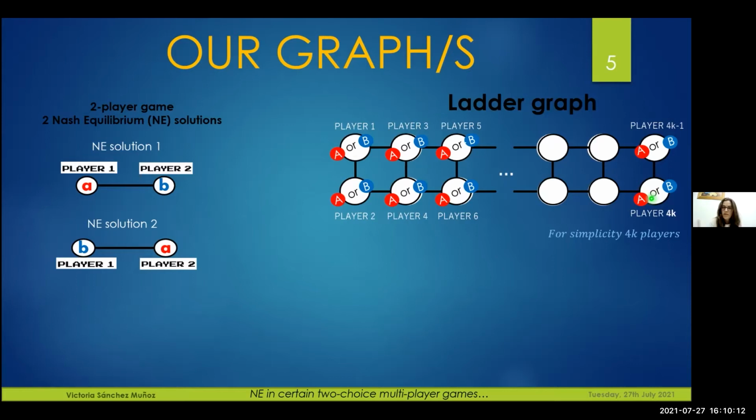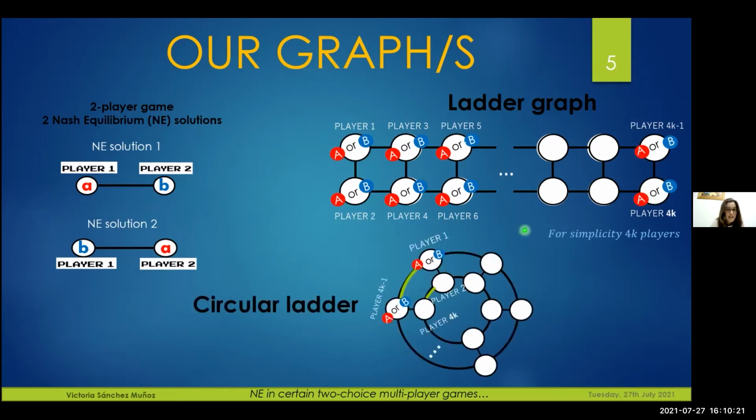This is our graph, but we will also consider another graph which might seem different, but it's really not, which is the circular ladder. As the name suggests, it's just a ladder with matched endings. Here's the matching. If you take this ladder and you just bend it or draw an edge here, you end up with this circular ladder. Okay, so we have defined the game and the graph.